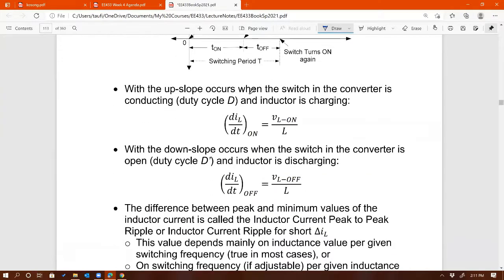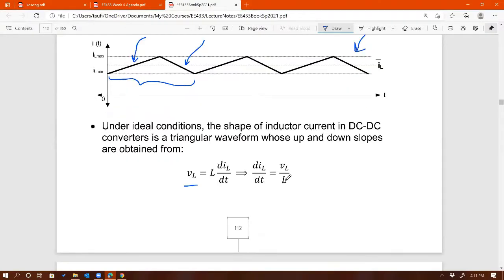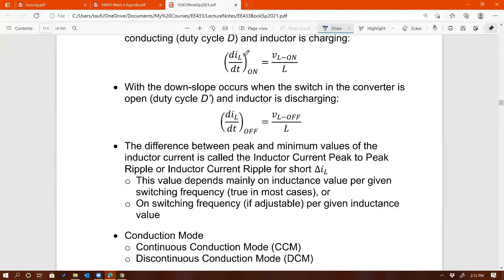The upslope occurs when the switch in the converter is conducting and the inductor is charging. So from the previous equation, dIL/dt is equal to VL over L. If you look at the inductor current, we have the segment of time when the switch is on, charging, and the other segment when the switch is off, discharging. So this equation can be broken down into two, charging and discharging. For charging, I'm going to use the subscript on.